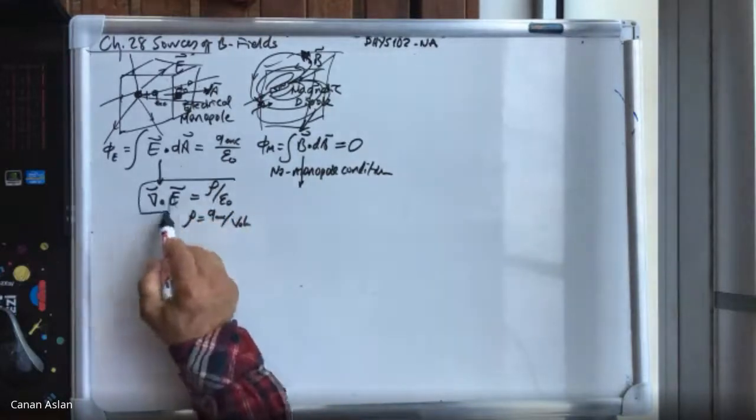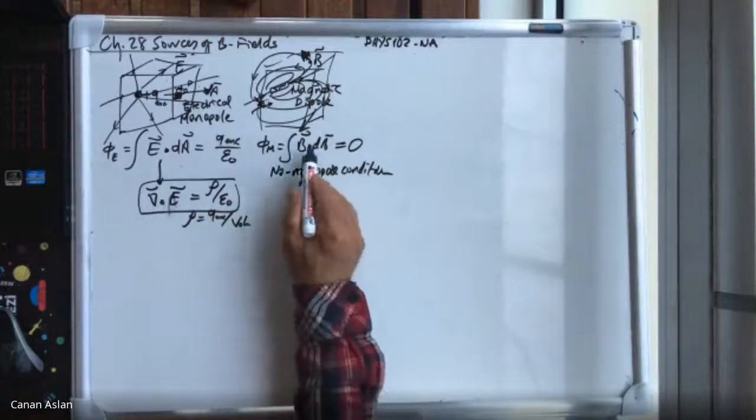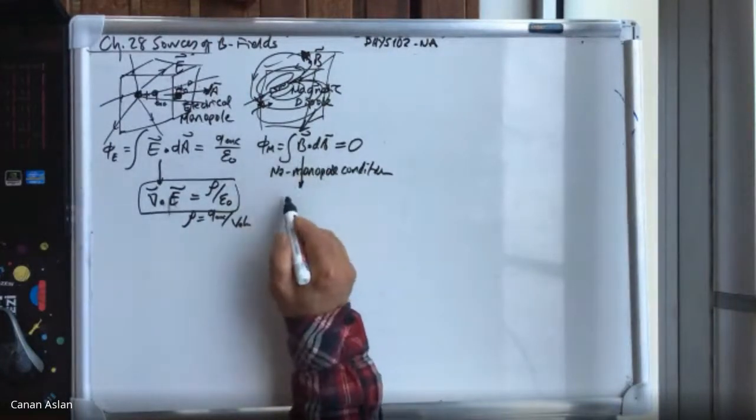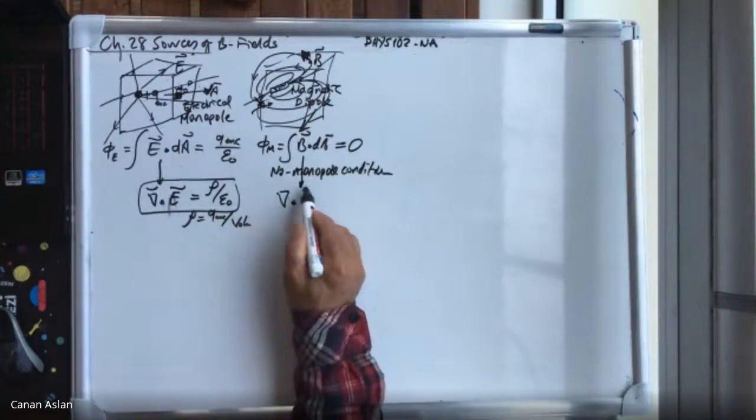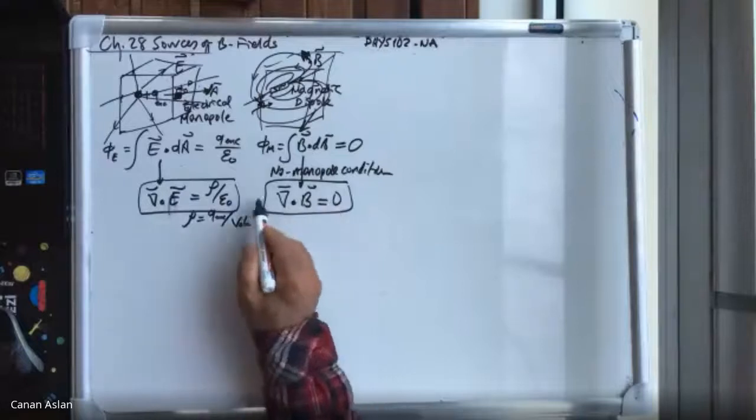Okay, so this is Gauss's law. This is also the Gauss's law that we learned. But now, if you convert this into a differential equation instead of this form, you see that the divergence of B will be equal to 0. This is the no monopole condition for the magnetic field.